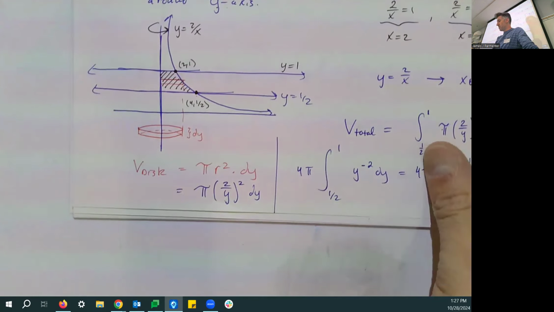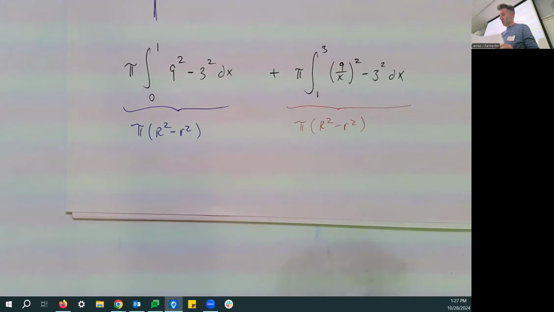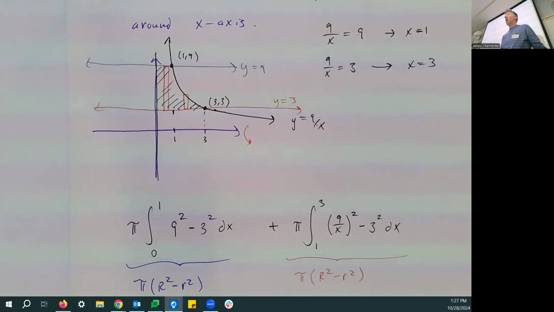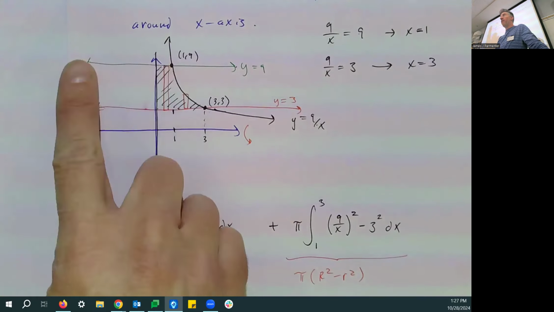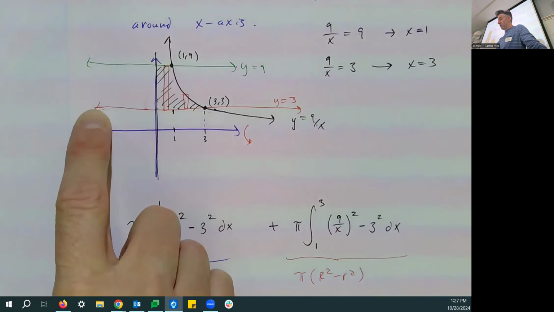On the other hand, for this new example, which is essentially the same region revolved around the x-axis, now it matters where I draw my strip. If I draw it way to the left, well, then the outer boundary, or the top function, I should say, the further away function is y equals 9, and the closer function is y equals 3.